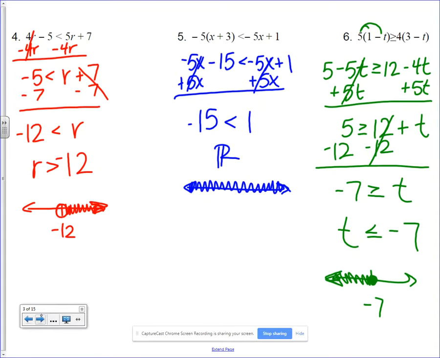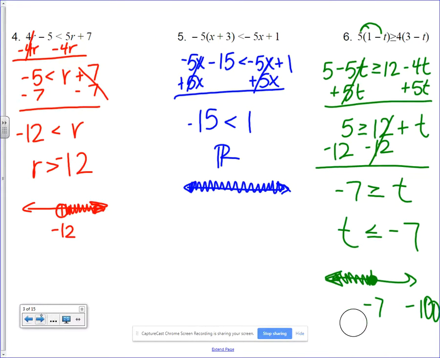Is 0 a solution to that inequality? Where is 0? Is 0 in the shaded part or not in the shaded part? Not in the shaded part. 0 will be on that side of negative 7, wouldn't it? How about negative 100? Where is negative 100? Is negative 100 over here, or is negative 100 over here? It's on the left. So is it a solution? That would be in the shaded part.